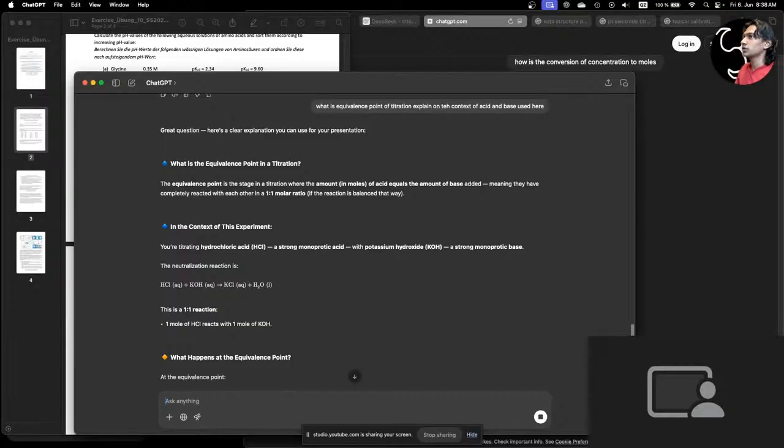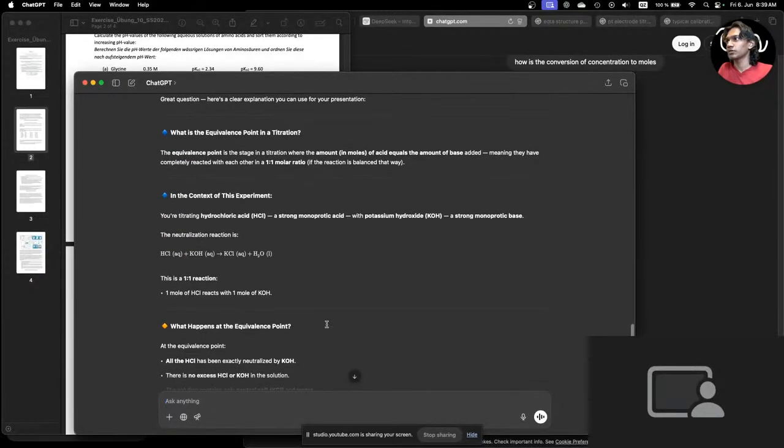The equivalence point is the stage in titration where the amount of acid equals the amount of base added, meaning they have completely reacted with each other in a 1:1 molar ratio if the reaction is balanced that way. You're titrating hydrochloric acid, a strong monoprotic acid, with a strong monoprotic base. This neutralization reaction is a 1:1 reaction. 1 mole of HCl reacts with 1 mole of KOH.